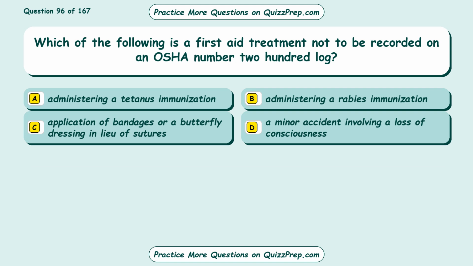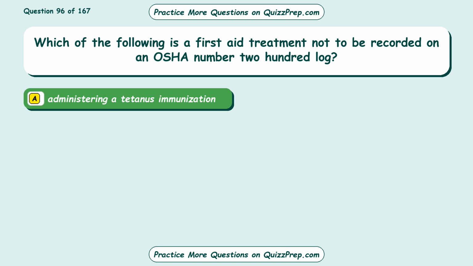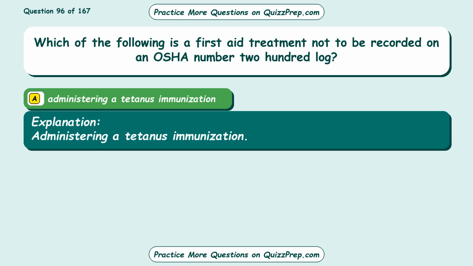Question 96. Which of the following is a first aid treatment not to be recorded on an OSHA number 200 log? Option A, administering a tetanus immunization. Option B, administering a rabies immunization. Option C, application of bandages or a butterfly dressing in lieu of sutures. Option D, a minor accident involving a loss of consciousness. The correct answer is option A, administering a tetanus immunization.